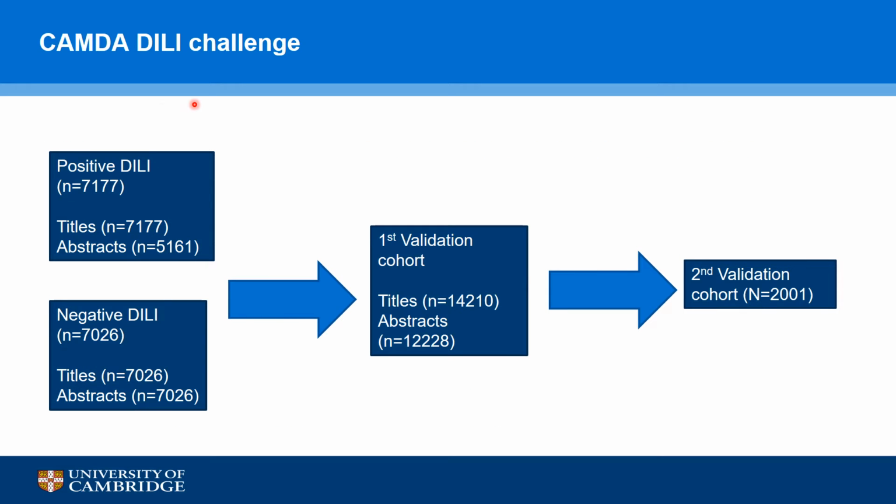The DILI challenge was set up in the following way. We were given abstracts or titles that were either positive or negative DILI, and we had to submit our predictions for the first validation cohort of 14,210 and then the second validation cohort of 2001 abstracts.